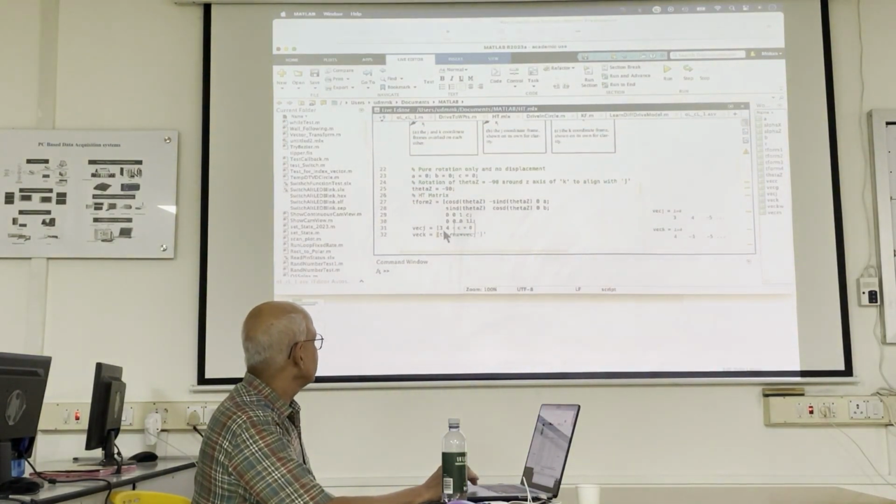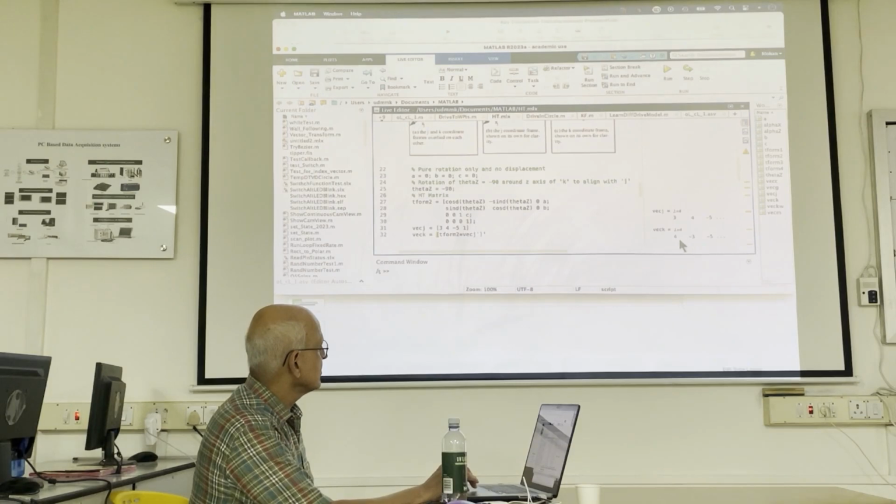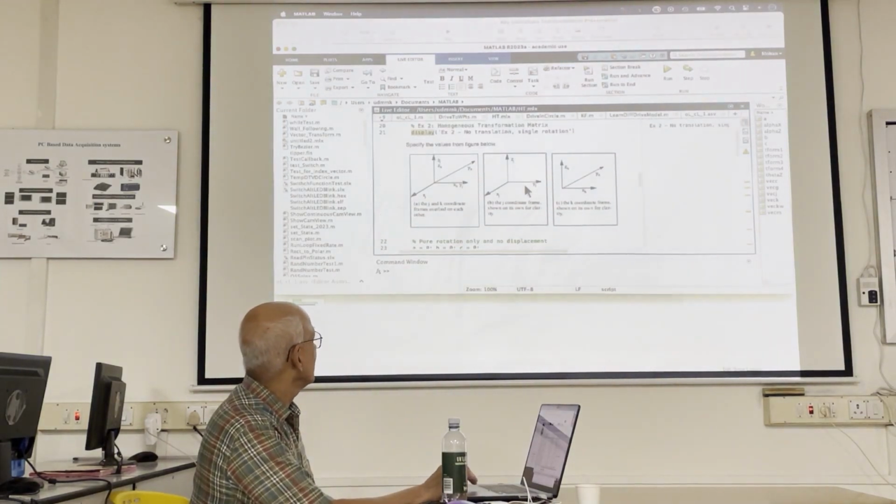Okay, then I take the vector 3, 4, minus 5, 1. The answer is easy for you to figure out. And I transform it. Check whether this is correct. 3, 4, minus 5. So 3, 4, minus 5. 3 will show up as a negative value in the y column, right?